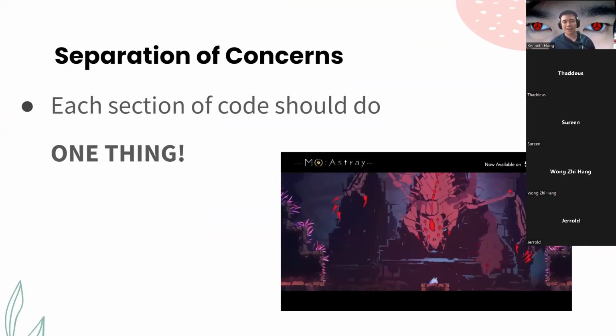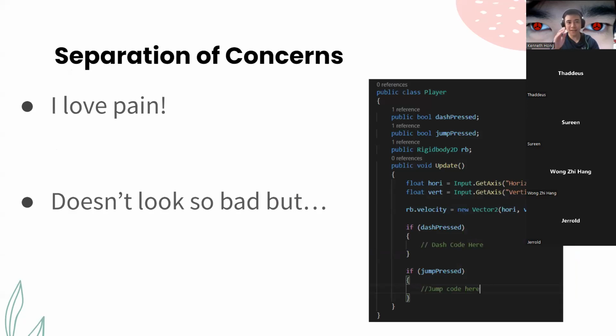As I was saying, the first design pattern is called separation of concerns, in which each section of code should only do one thing at a time. Think of it this way: let's say you have your favorite player class in front of you. Public class Player. You have your booleans to tell you this button is pressed. You have your rigid body. Don't worry if you don't know any of the Unity semantics, just treat them like components, or classes by themselves.